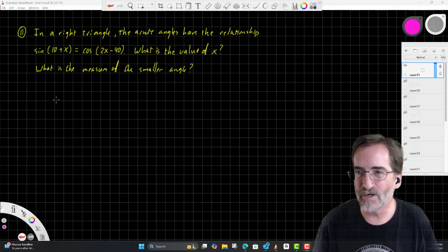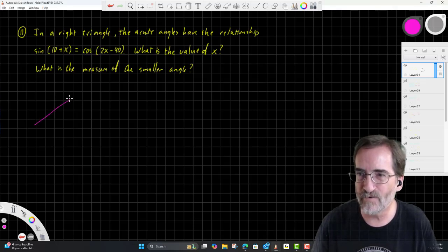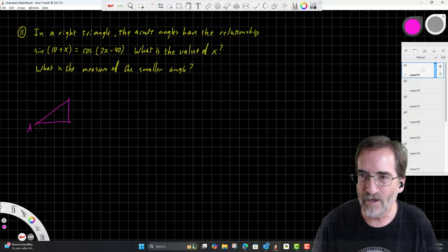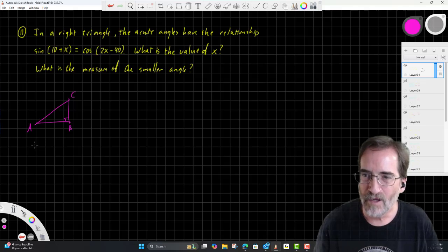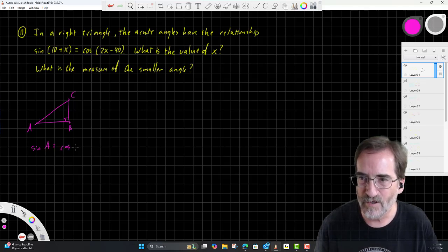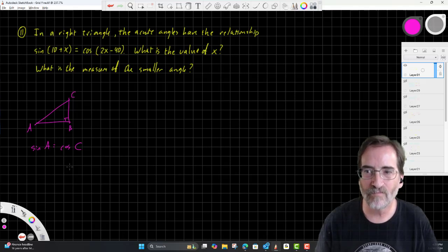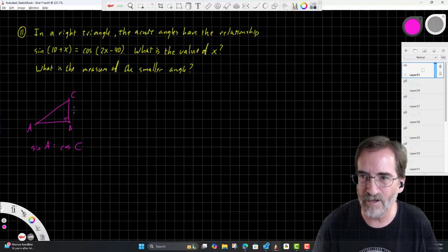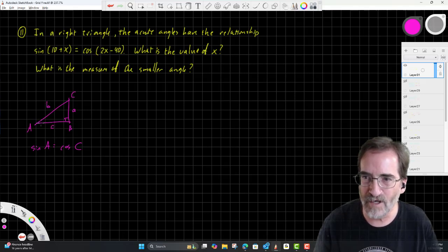This comes from a relationship that comes from a right triangle. Let's say we've got a right triangle here. A, B, and C, where A and C are the acute angles. Okay, and what it says basically is this: sine of angle A is the same as cosine of angle C. I can verify that if you like here. Little a, little b, little c. Sine of angle A, if A is the reference angle, is opposite over hypotenuse. Sine of angle A is little a over b.